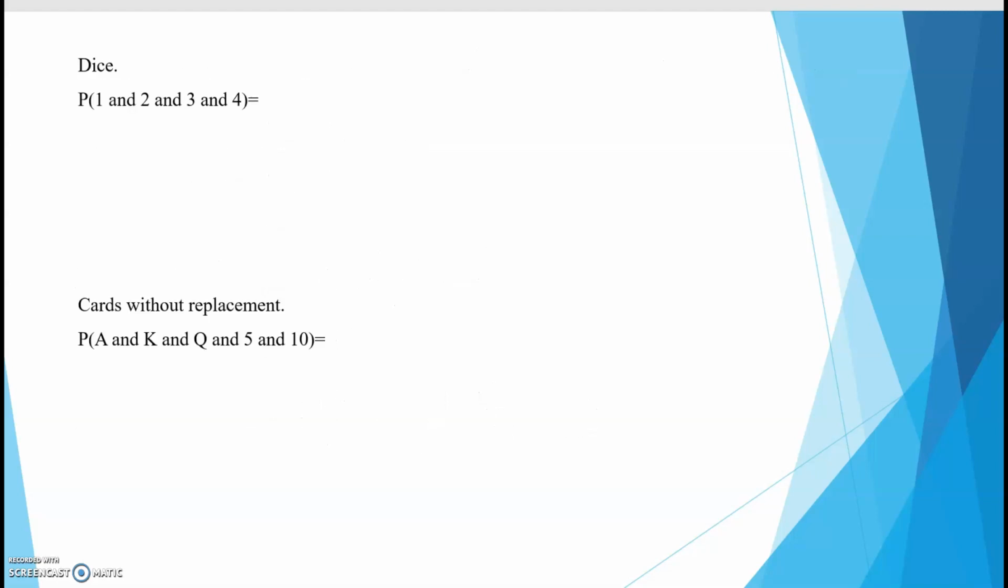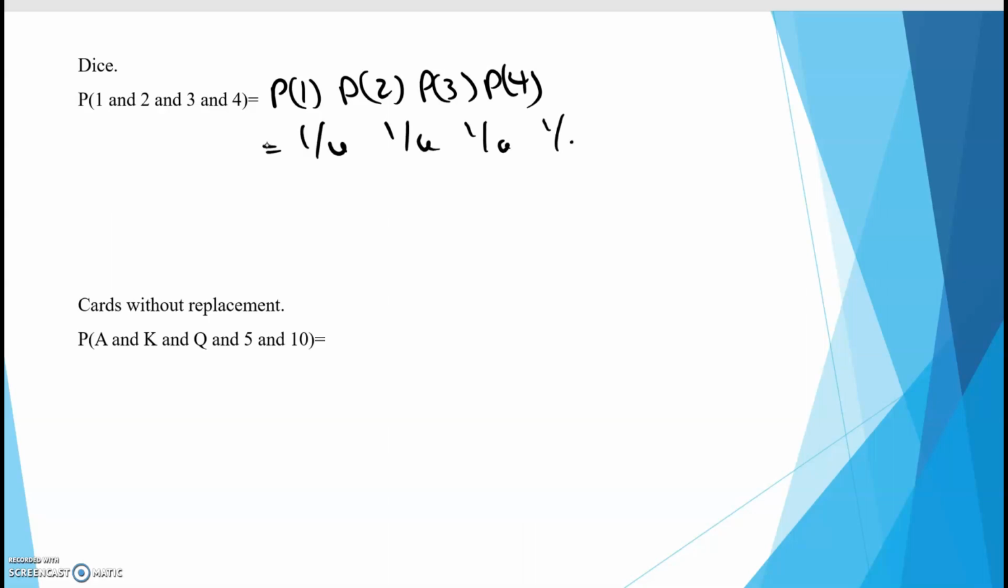Okay, what's the probability of rolling a 1 and then a 2 and then a 3 and then a 4? Now, if it's dice, this roll right here, the first roll is not going to affect the second. Second's not going to affect the third. Third's not going to affect the fourth. So all these are going to be independent. So I'm looking for the probability of rolling a 1 times the probability of rolling a 2 times the probability of rolling a 3 times the probability of rolling a 4. All of these would be 1 over 6 or 1 over 6 raised to 4.